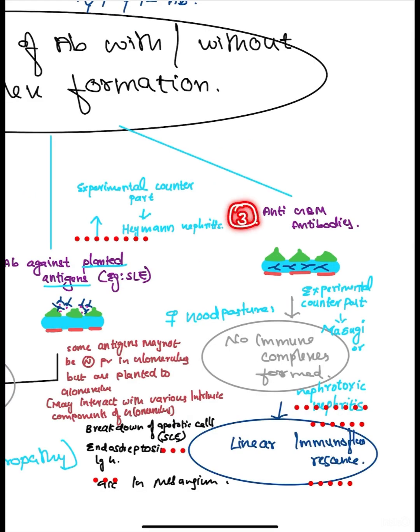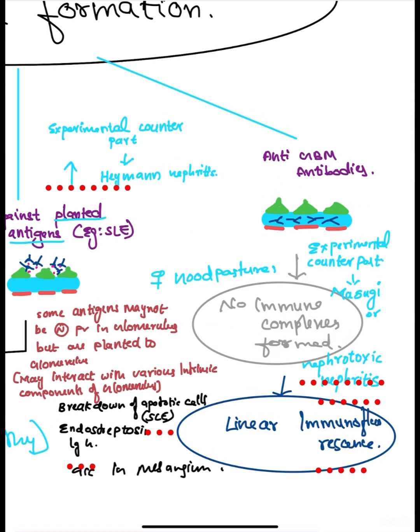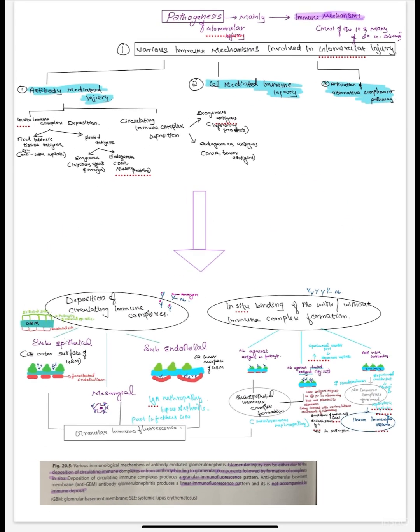The third one is anti-glomerular basement membrane antibodies, that is, antibodies formed against the glomerular basement membrane itself. Example is Goodpasture syndrome. It has an experimental counterpart, and no immune complex formation occurs here, so we get linear immunofluorescence. In all the other cases we get granular immunofluorescence, but only anti-glomerular basement membrane antibodies give linear immunofluorescence.